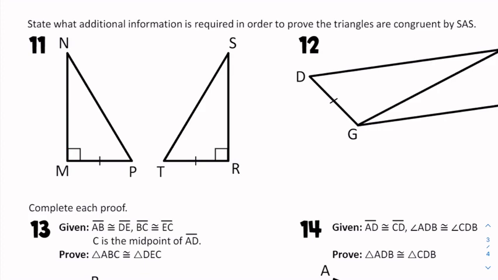And then on the other triangle, we have a side and an angle. We need the other side, which is RS. So let's write that like a congruent statement. I'm going to say side MN is congruent to side RS.